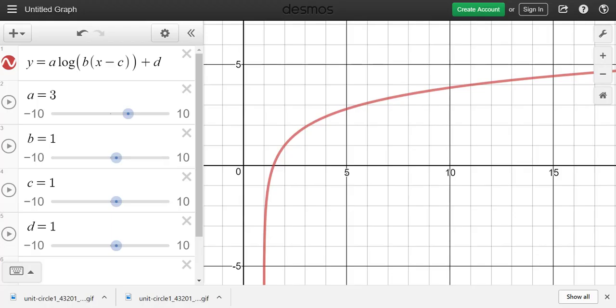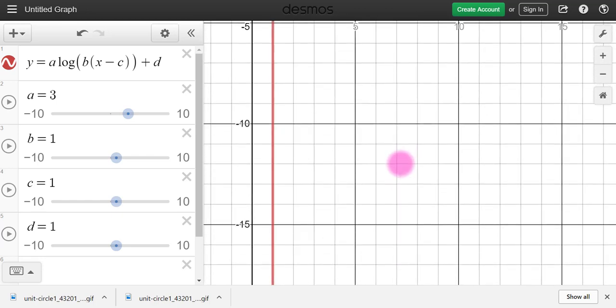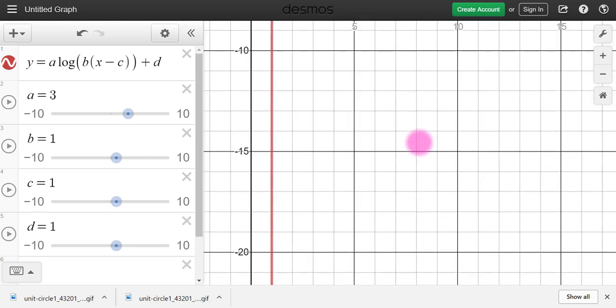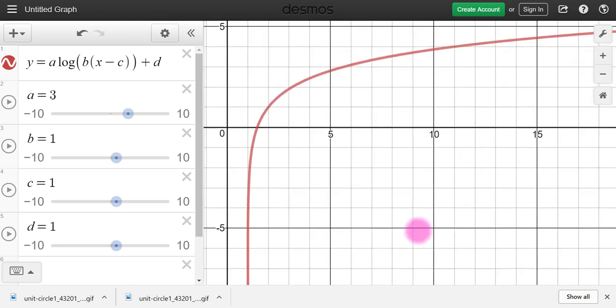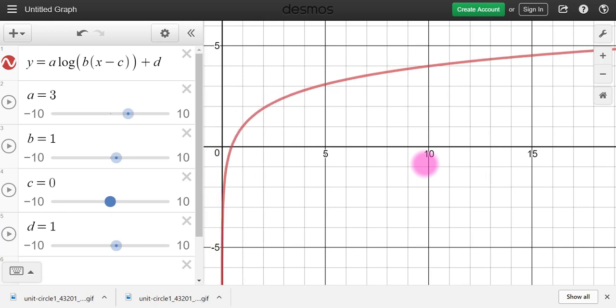If I go back to this Desmos file and go down, you'll see that it's getting closer and closer to 1, but it will never actually quite reach 1. Now the reason why it's 1, it's not typically 1. A standard log function won't be 1. The reason why it's 1 is I've set my C value as 1. So if I just scoot C along here to 0, you'll see now that the asymptote is 0.